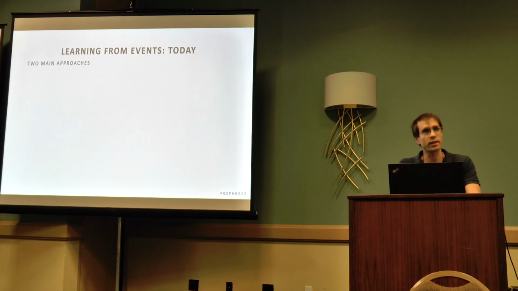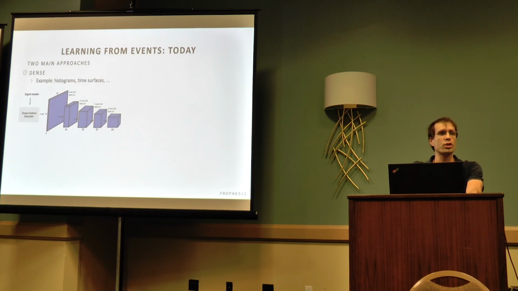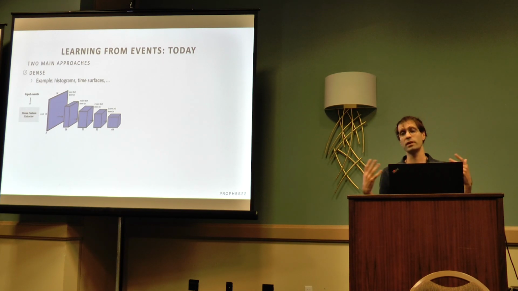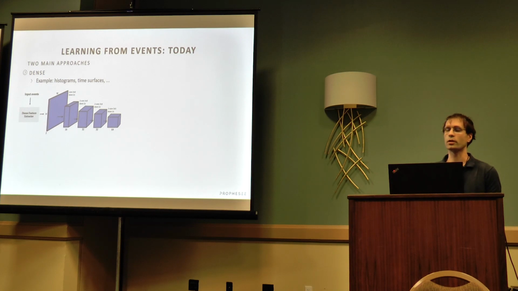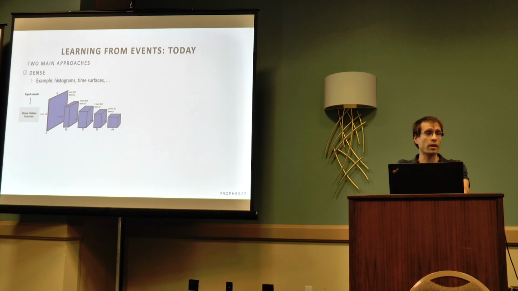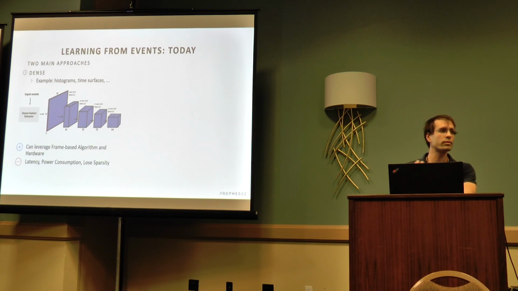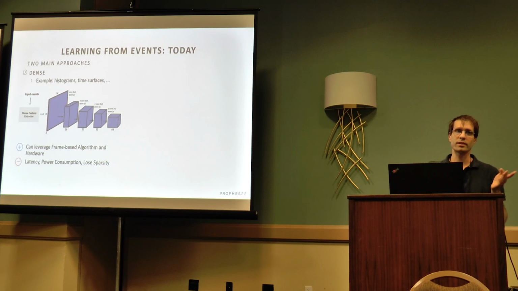So how do we obtain this kind of results? So today, in the state of the art, there are two main approaches. So the first, which we call the dense approach, consists in taking the input events and building some dense representation, like, for example, histograms and time surfaces and so on, and then applying some standard architecture. So this works well in practice, and the main reason is that you can leverage all the existing frame-based algorithms and GPUs and so on. The drawback is that you lose some of the advantages of the event-based sensor, in particular power consumption and latency.